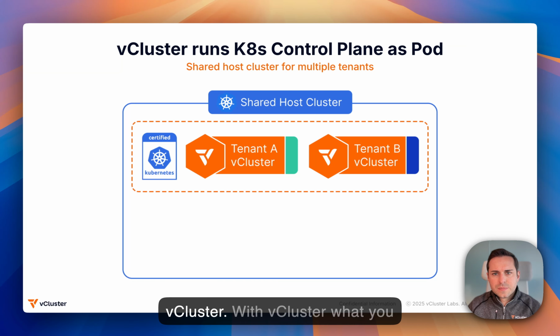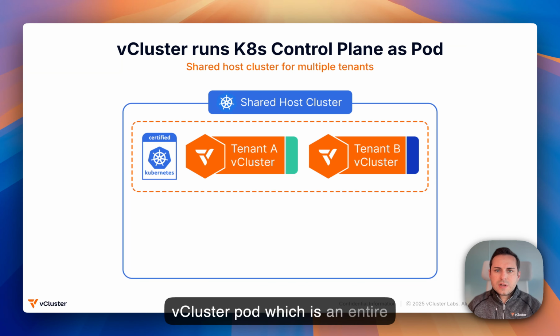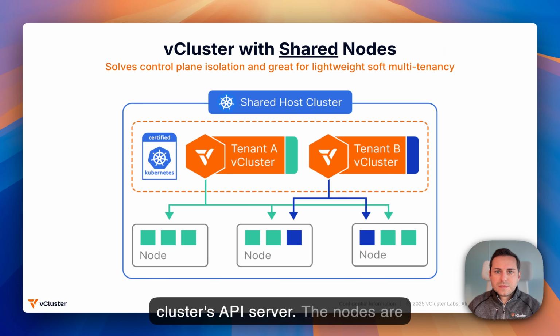So we built vCluster. With vCluster, you can spin up a vCluster pod, which is an entire Kubernetes cluster in a single pod. And now you can give this pod to one of your tenants, and they talk to that Kubernetes API server instead of the actual underlying host cluster's API server. The nodes are generally shared when two vClusters run in the same cluster. So you may end up with nodes that run containers from tenant A and from tenant B.